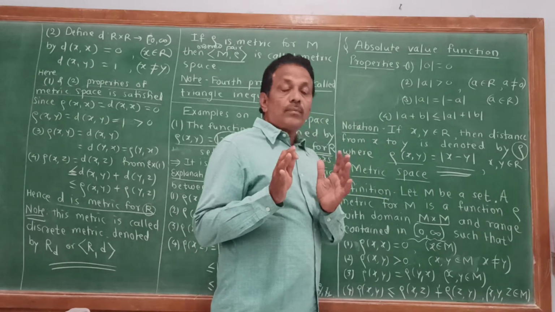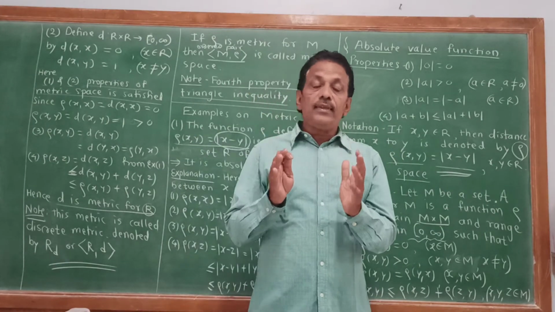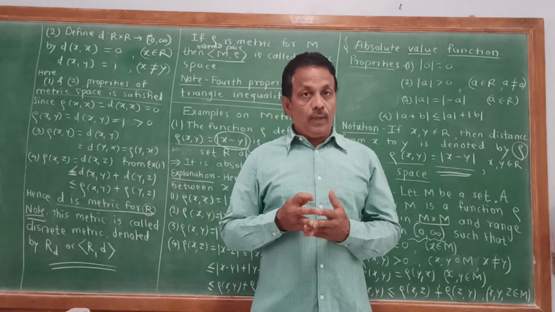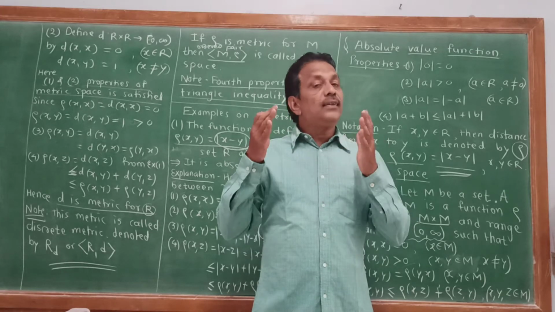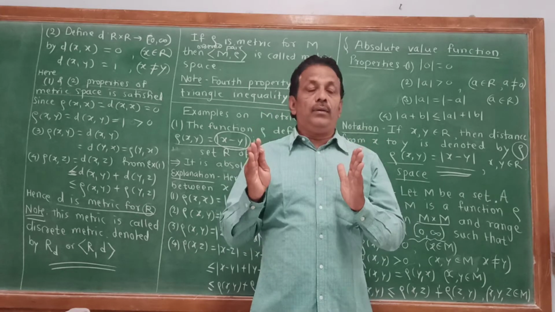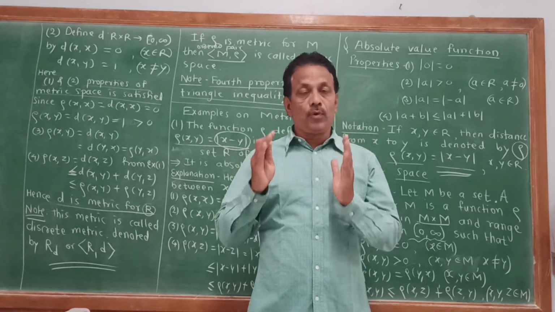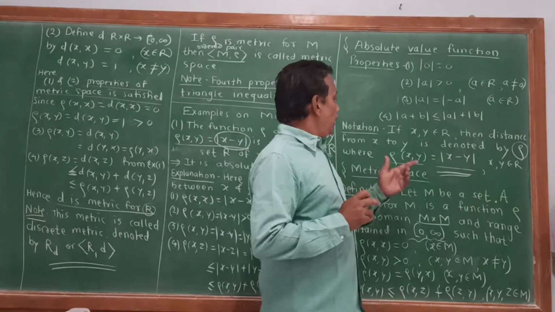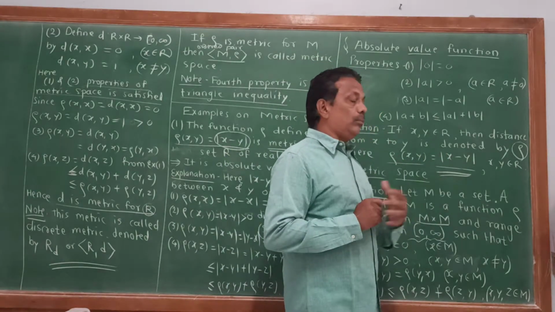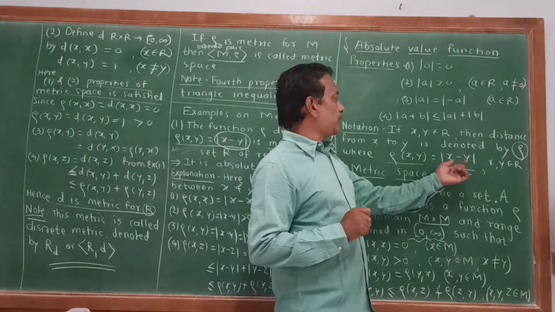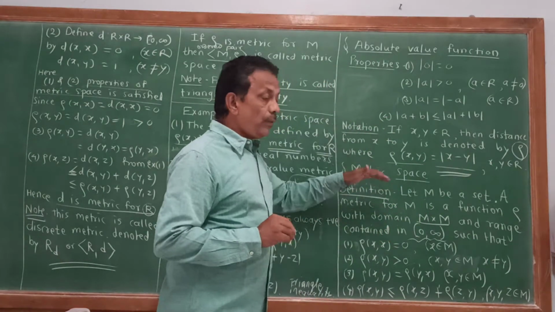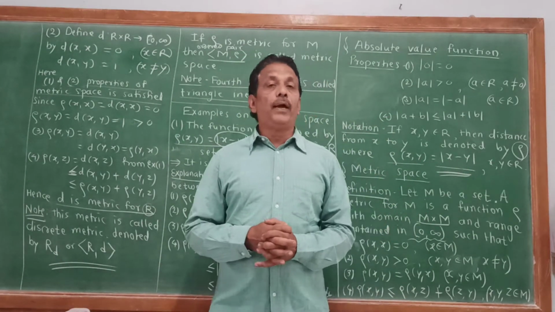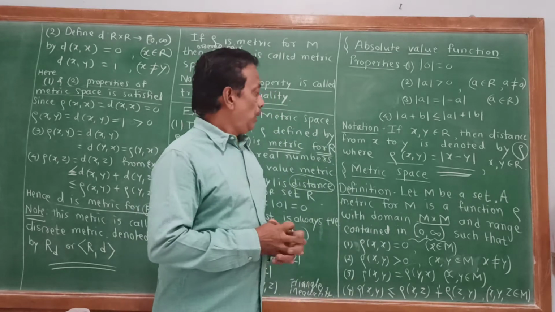What is this? x minus y is nothing but the difference. Moreover, it is the distance, because mod is always positive, distance is always positive. Therefore, rho of x y is the symbol for this mod x minus y. And now we are ready to define metric space.